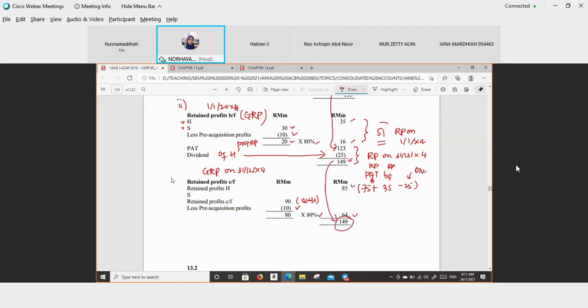But I will not ask you to double check. So I prefer this way. I like the first way because we can understand logically how to get the figure. This one you must somehow calculate a bit, it is technical, and you have to memorise a bit. If you understand, insyaAllah you can. So this is the other alternative of how to calculate the group retained profit at the end of the accounting period, at the end of the reporting period.